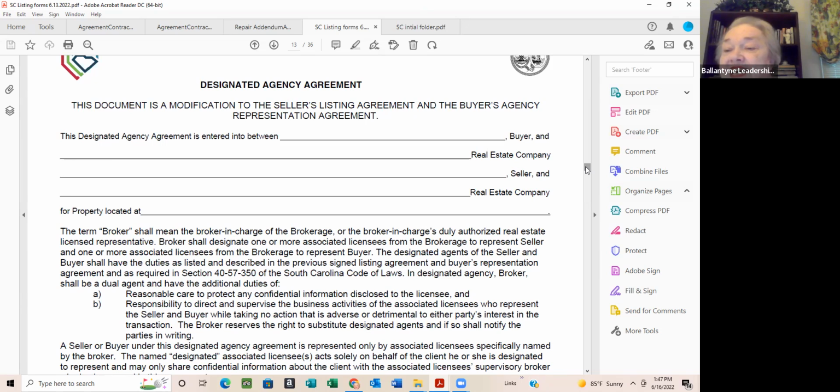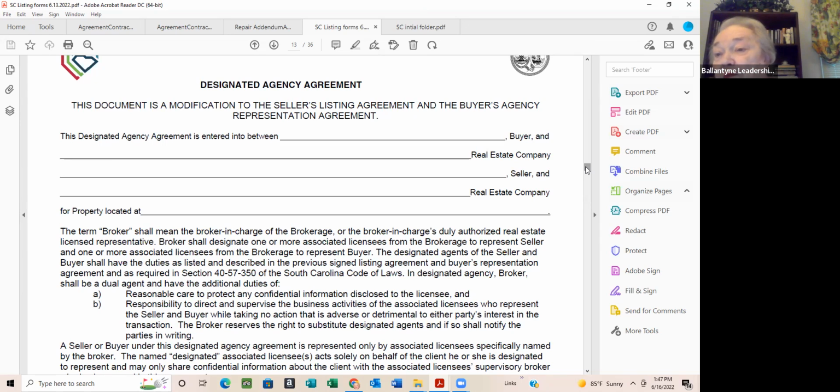Before I forget it, designated agency can only be with agents within our Keller Williams franchise. Keller Williams offices are individually owned and operated. So you cannot have dual agency or designated agency with somebody, let's say from Fort Mill or Union County. Those are all individual businesses in their own right.